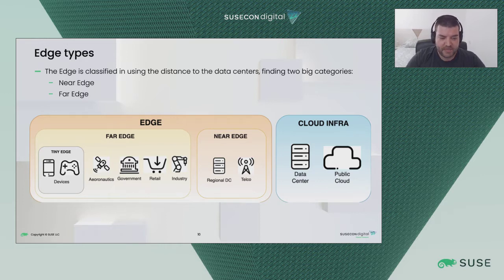You can have millions of them. And then there is the tiny edge, that is a very concrete use case or qualification inside the far edge. So we can have mobile phones, gaming devices, IoT. All of those are tiny edge, small portable devices that are tiny, like the name says, but are really far from the cloud infra, but they generate huge amounts of data.